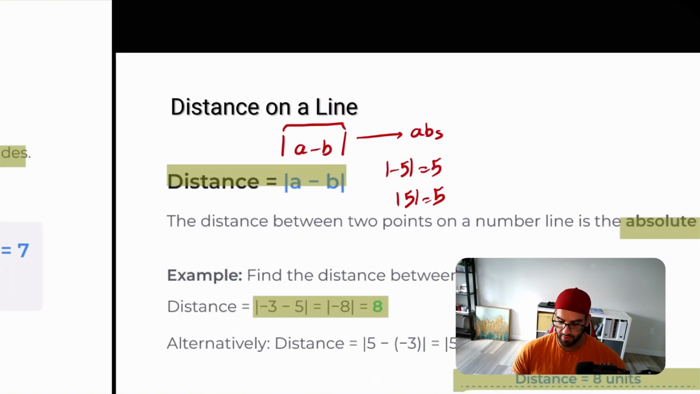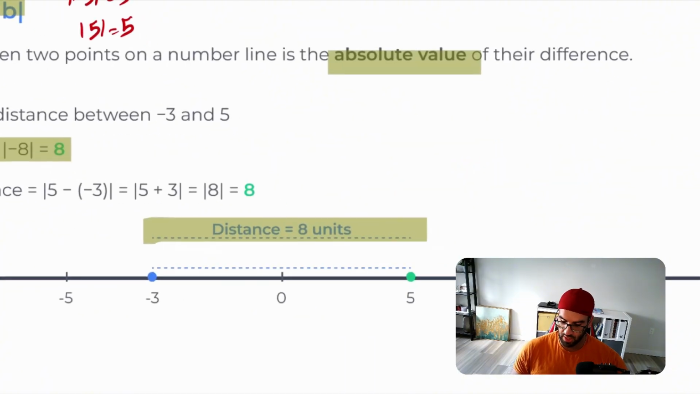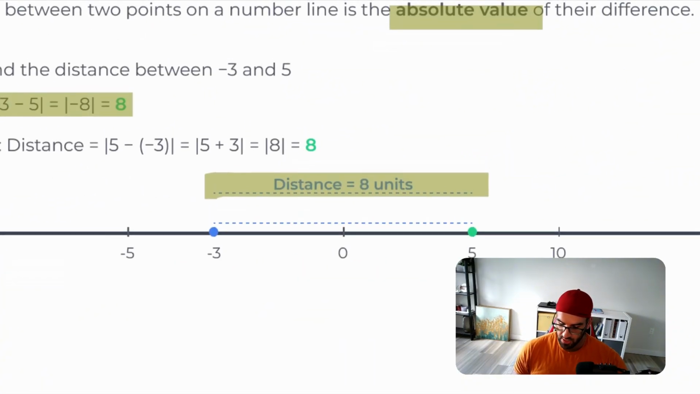For instance, I do have 2 points. One is 5 and another one is negative 3, and I would like to find the distance between those two. Obviously, by looking at this line representation, you can easily say that I do have 5 over here and I do have 3 over here, so the distance would be 8.